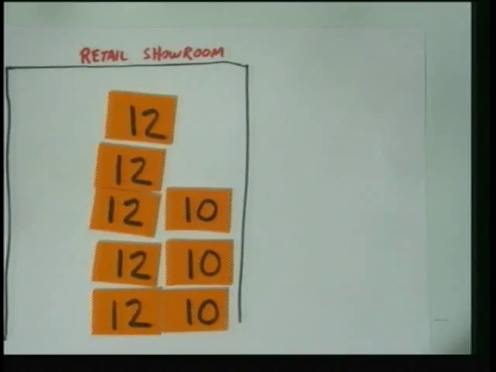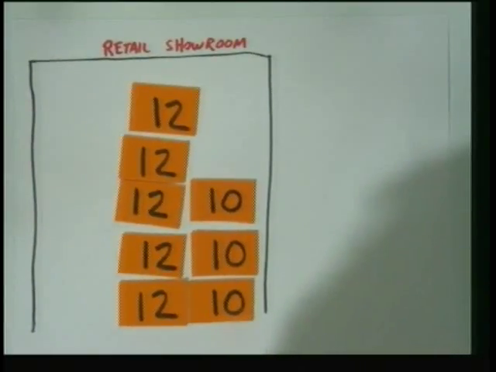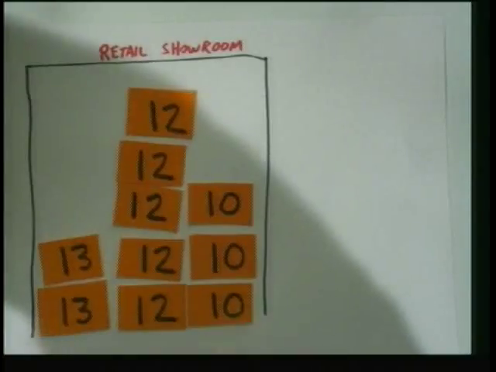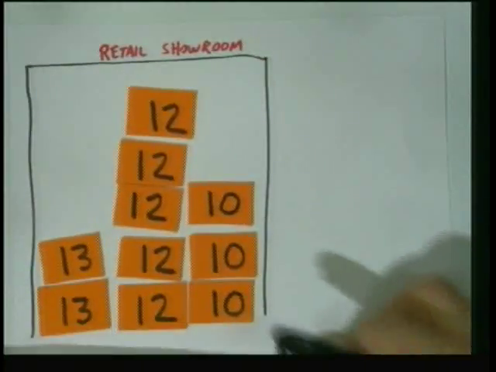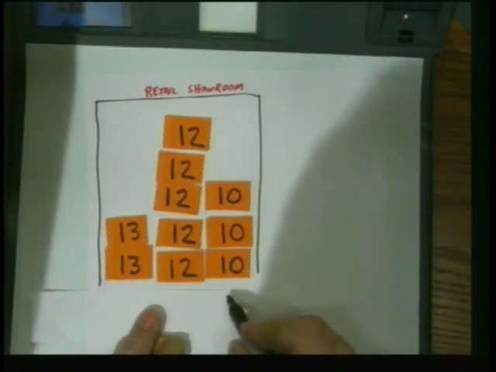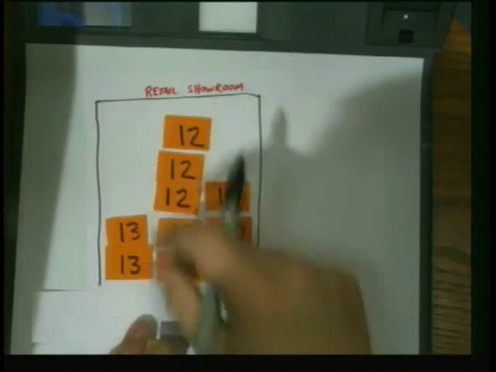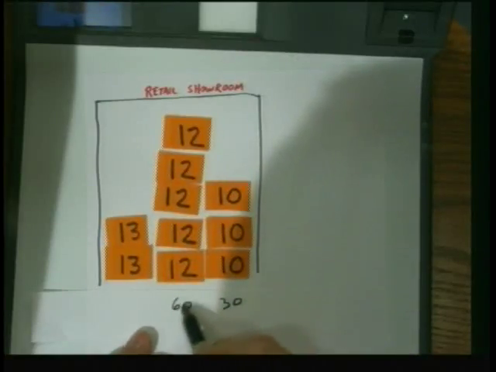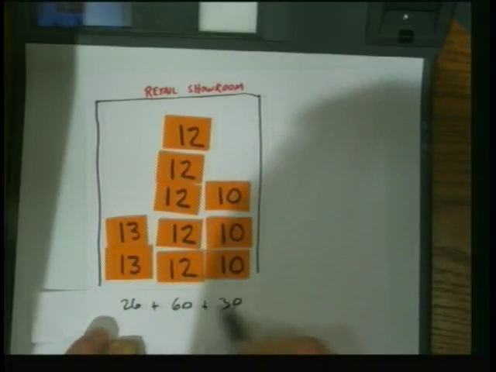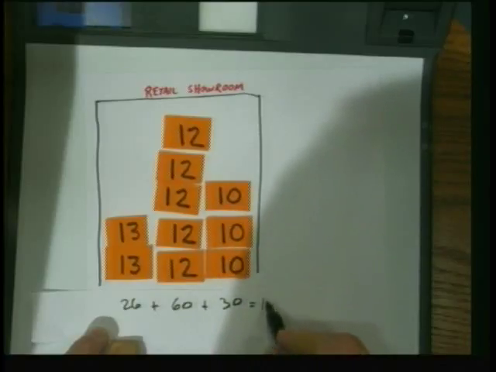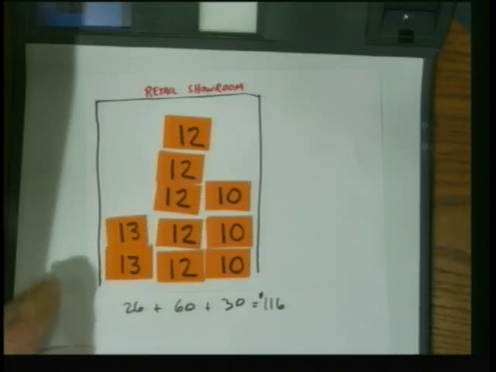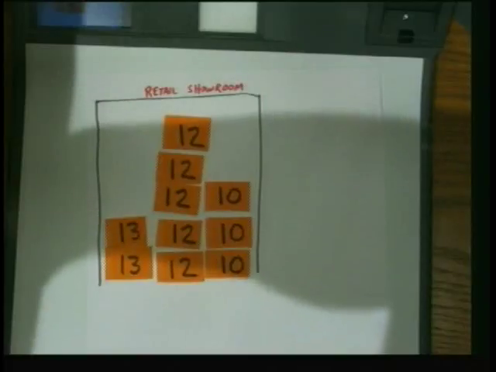A little time goes by. And we purchased two more items, but the cost is now $13 each, right? What is our inventory at this point? Well, we have three of the $10s at $30, five of the $12s at a total of $60, two of the $13s at $26. So our total inventory at this point would be $116 worth of inventory. Agreed? Okay.